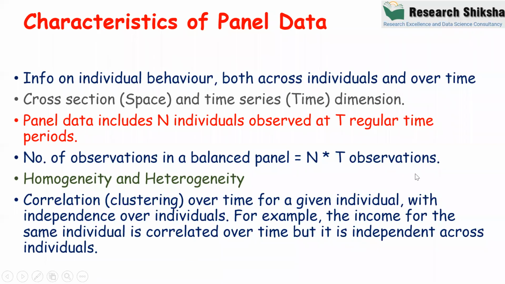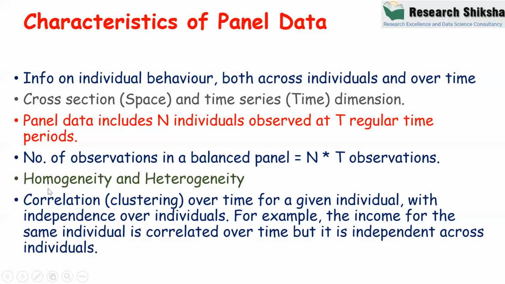So we can see all these things. If you want to calculate the number of observations, you just multiply the number of individuals by the time period. If you are collecting the data of 20 years of 10 companies, it means the number of observations is 10 multiplied by 20, that is 200 observations.